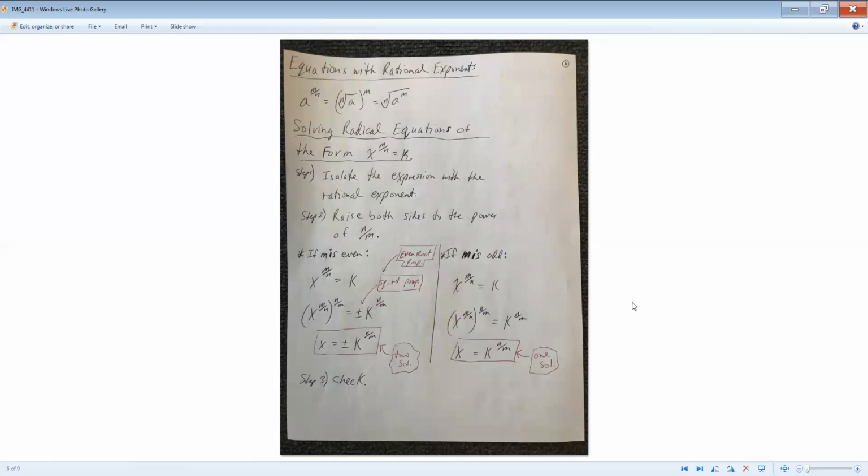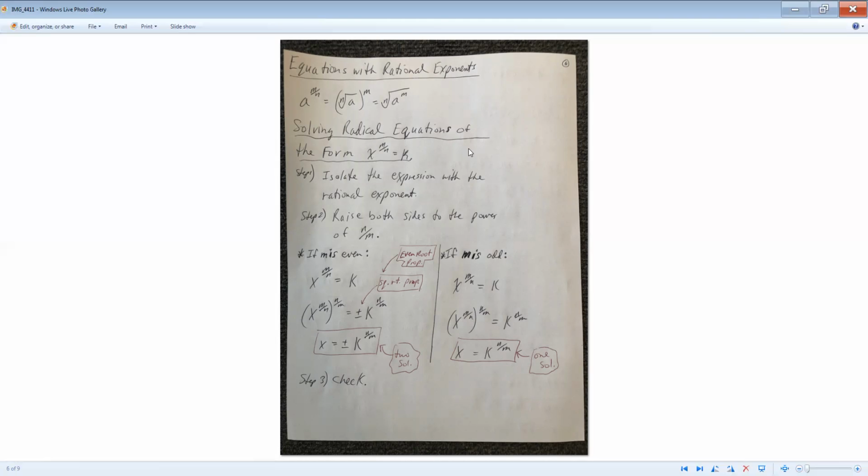Here we have another type of equation. We have equations with rational exponents. So if we have a variable or a number that's raised to a fraction as an exponent, always remember that the numerator is the power and the denominator is the root. It doesn't matter which order you actually apply them. So you can have the nth root of a raised to the m power, or the nth root of a to the m power. It doesn't matter which one you apply first. You just have to remember that the numerator is the power, the denominator is the root.